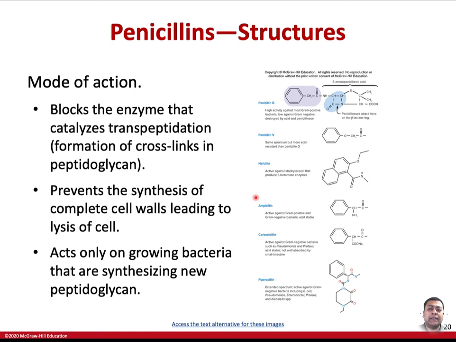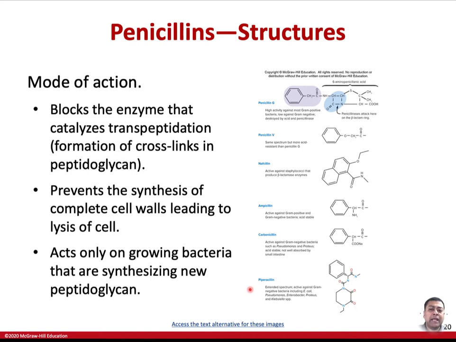Then we are looking at the next one, ampicillin, which is active against gram-positive bacteria. Now it is an extended spectrum, so it is also effective against gram-negative bacteria too, and this one is acid stable. Then we have another of the same group, carbenicillin. This is effective against gram-negative bacteria such as Pseudomonas and Proteus. This is also acid stable, but the problem is that it is not well absorbed by the small intestine. So that's one of the problems.